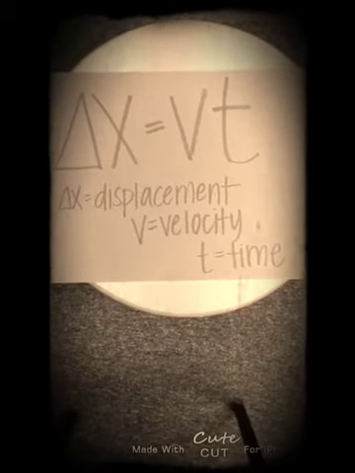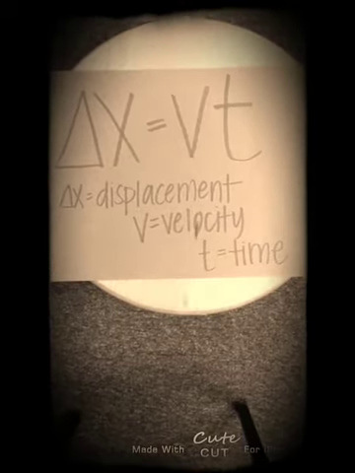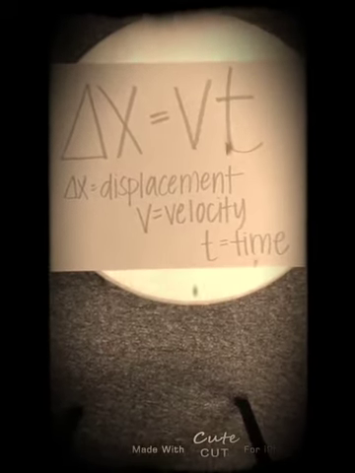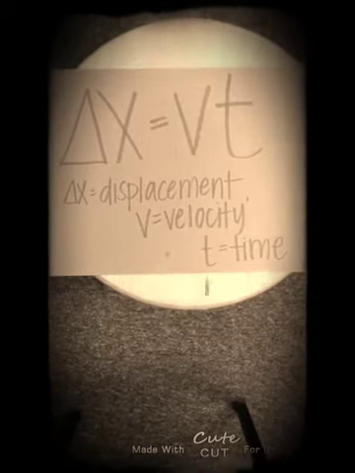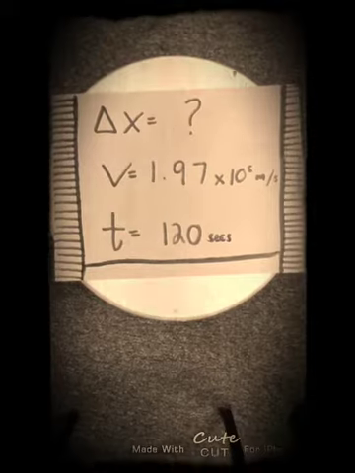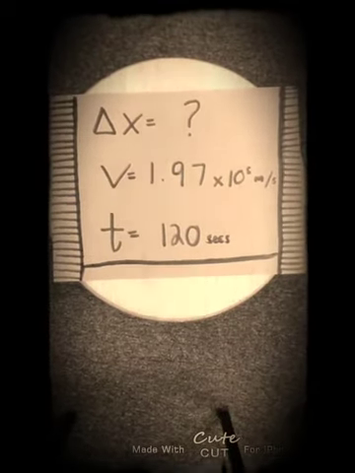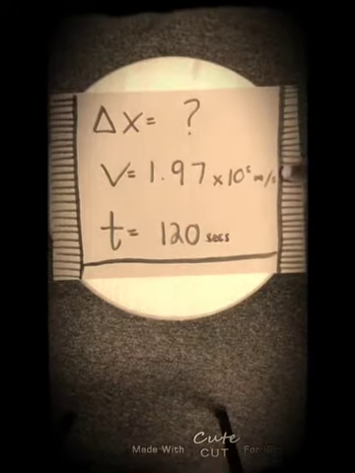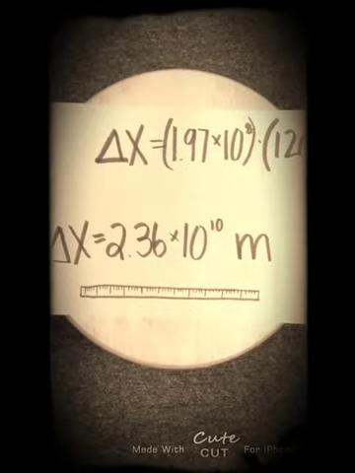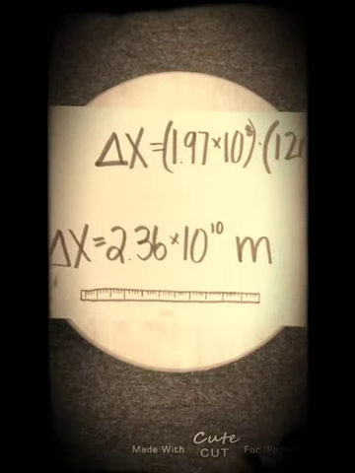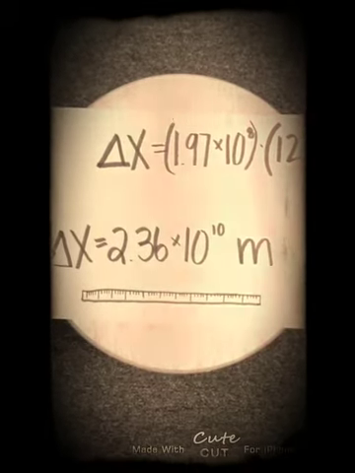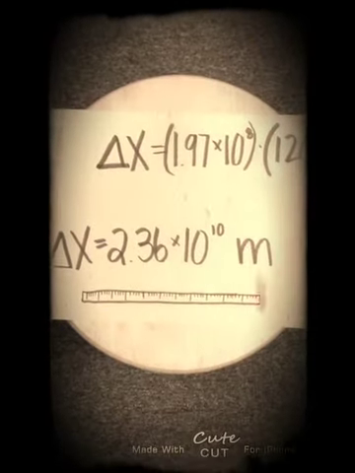To find the answer to the second question, which is how far does light travel in 120 seconds, we use the equation delta x equals v times t. Delta x is the displacement, v is the velocity, and t is the time. For this question, delta x is unknown, v equals 1.97 times 10 to the 8th meters per second, and t is 120 seconds. To find the distance or displacement, we have to multiply 1.97 times 10 to the 8th power times 120 seconds. The total displacement equals 2.36 times 10 to the 10th power meters.